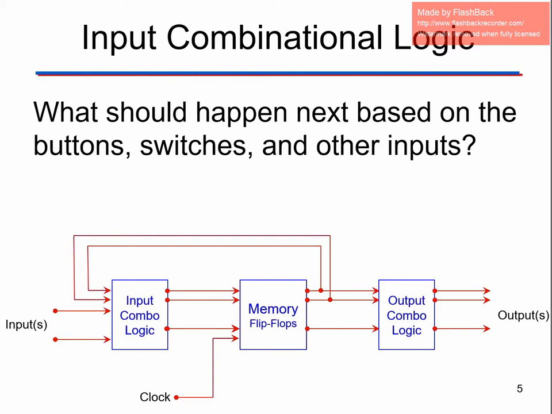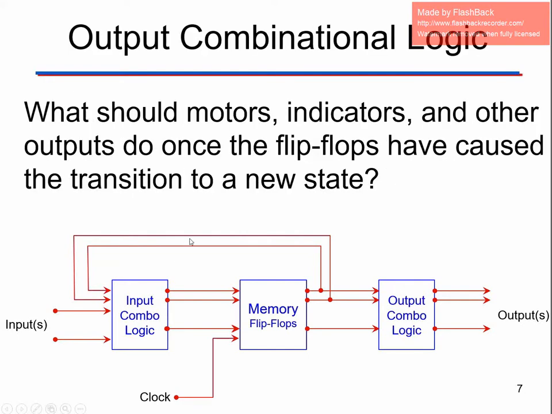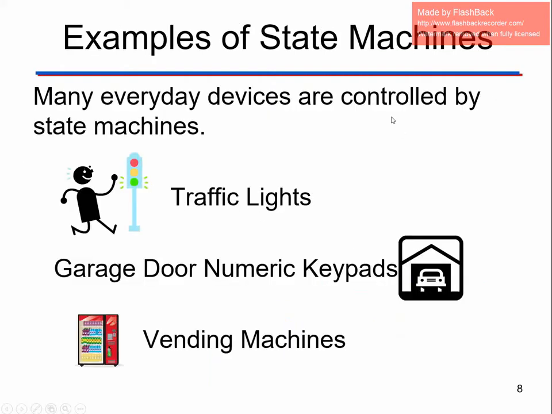So what should happen next based on button switches and other inputs? That's our combinational or our input logic. And then flip-flops determine the number of states of the design or the trigger of the states or transition based on the inputs. So how many different things is it going to do whenever you push that button? And then the output is what motors, indicators, or the output should do once the flip-flops have caused the transition to a new state.